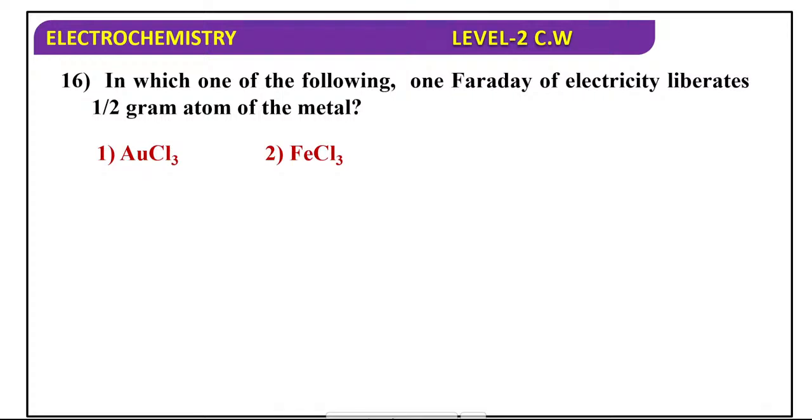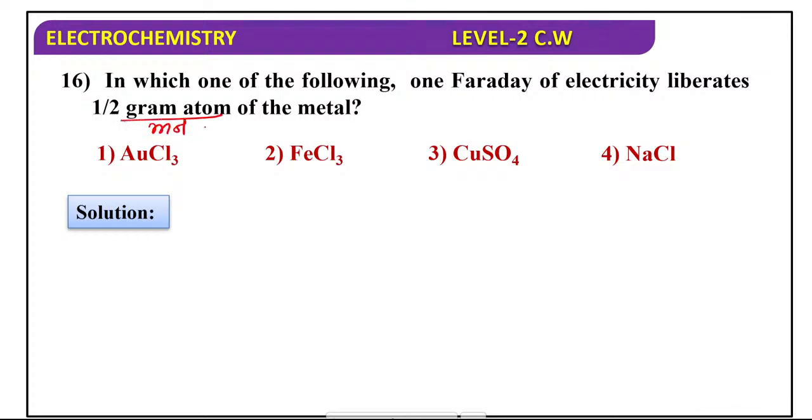1 Faraday will deposit half gram atom of the metal. Yes, madam. Which option is correct? One Faraday of electricity liberates half gram atom of the metal. Half gram atom, you know, half gram atom means half mole.